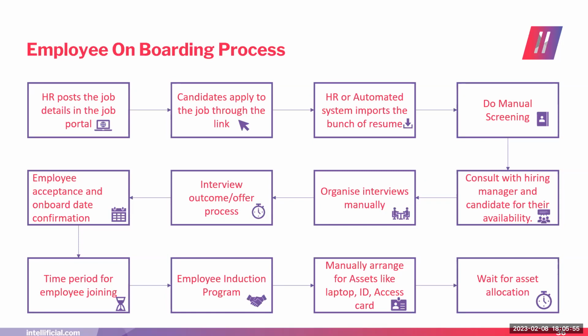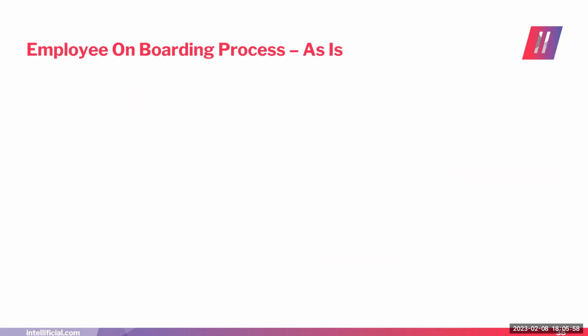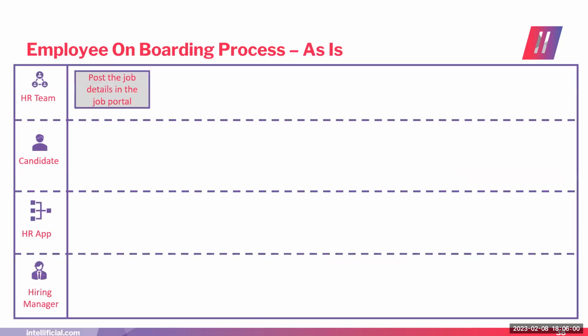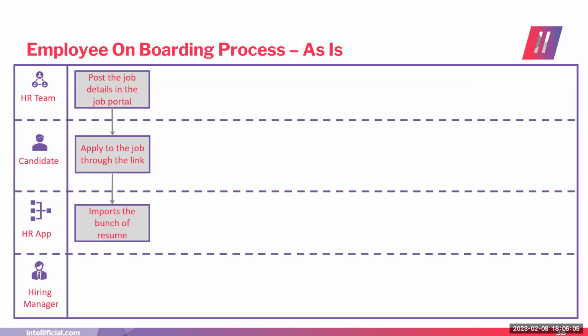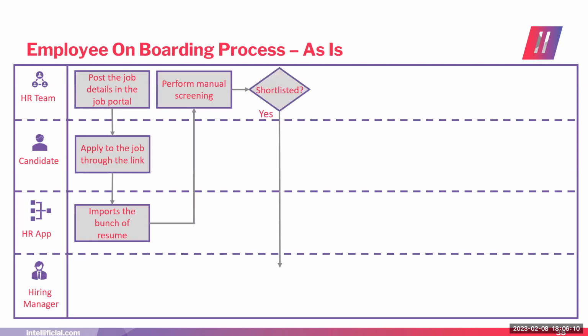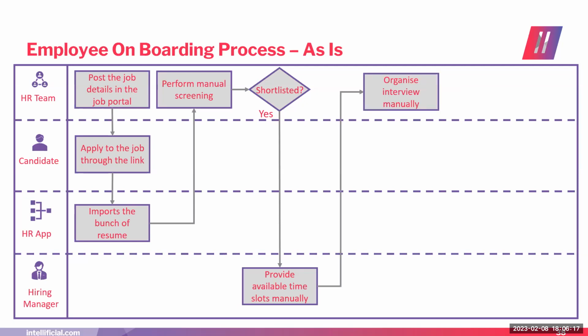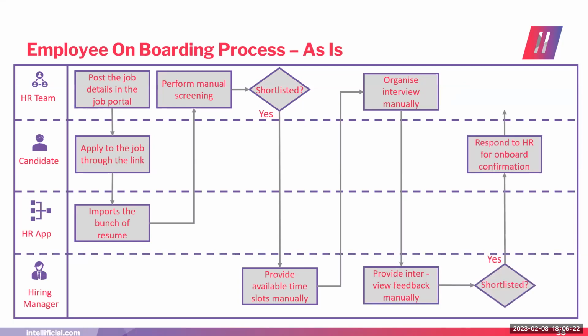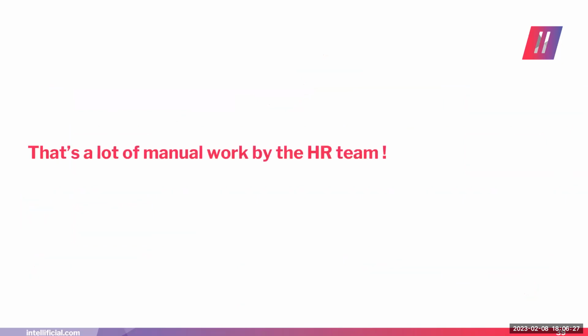It can happen this much time, but this is the process flow in terms of assets. The HR team posts the job, the candidate applies to the job link, the HR application imports the job, and they perform the manual screening. Shortlisting happens from the HR team, then the hiring manager provides the available time slots, and they organize the interview manually and provide feedback manually. So all these things happen in a month or 2 months of time. This is a long wait, and also a lot of manual work by the HR team.